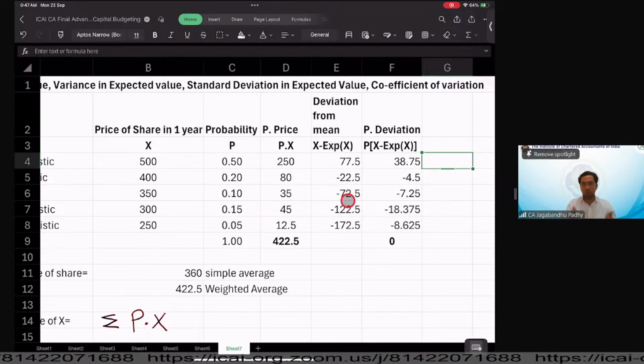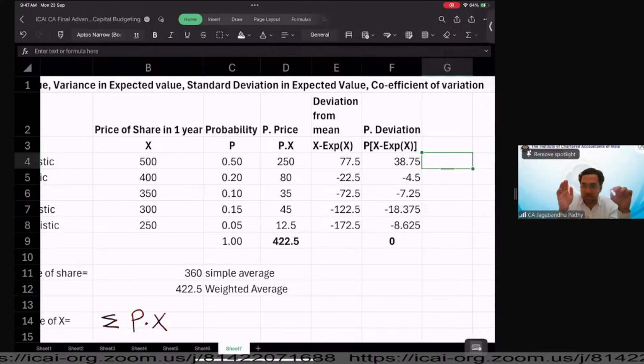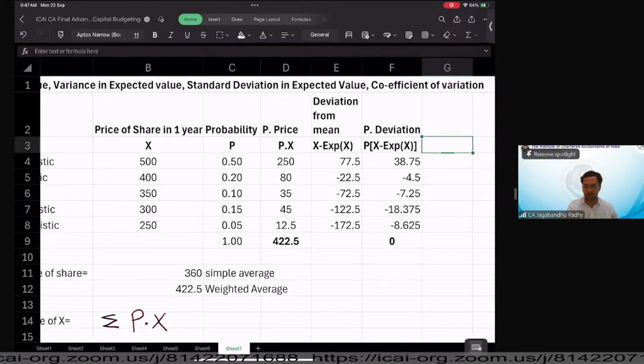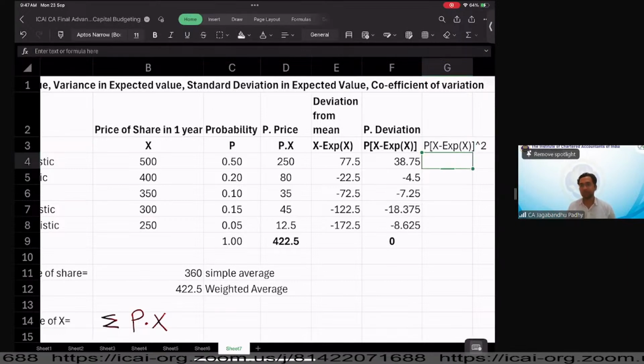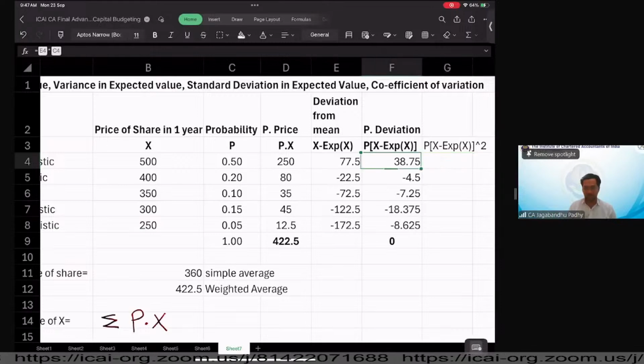One way is to consider only the absolute values, which is like take 77.5, take 22.5, take 72.5, but that has got no statistical properties. Statistically that is not correct for us. So what we do to remove that negative aspect is, instead of multiplying with X minus expected value of X, we multiply it with X minus expected value of X square. We're simply going to square this term.